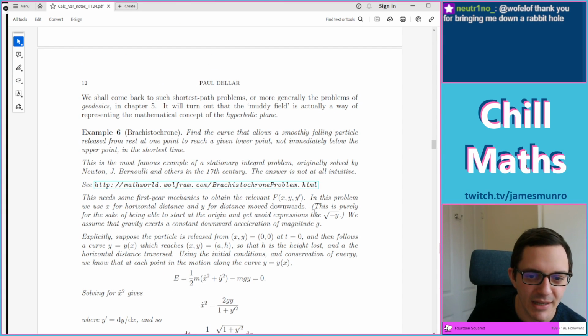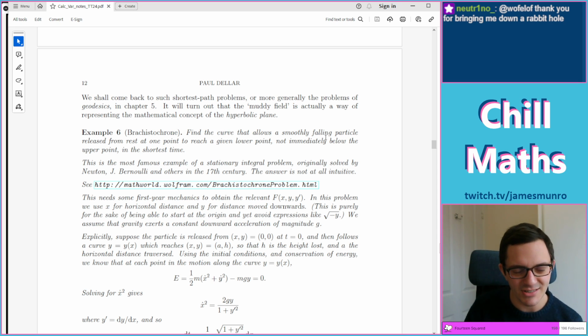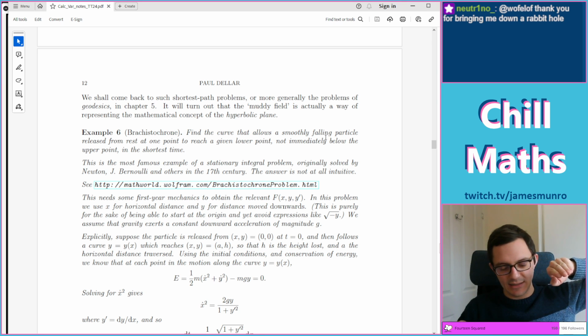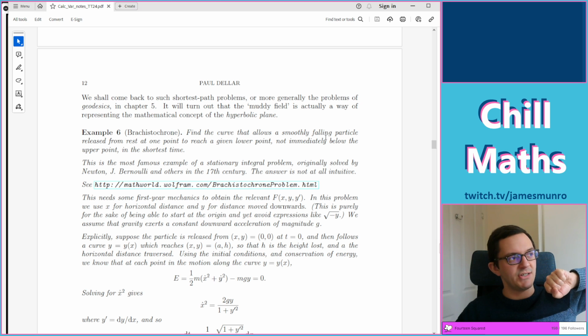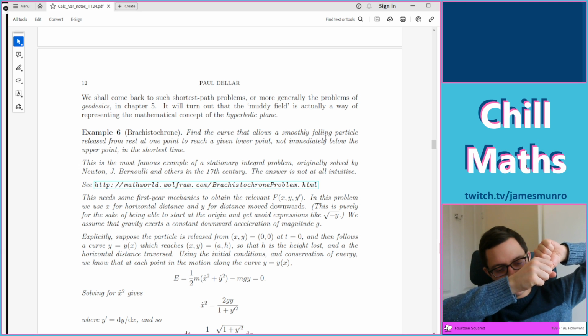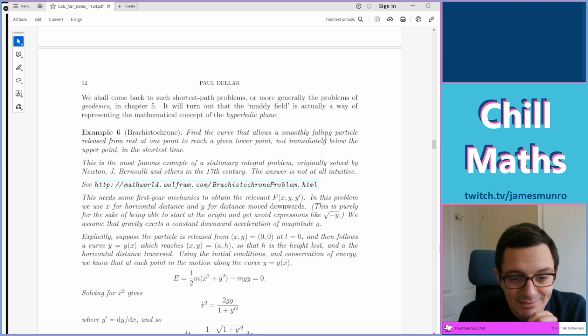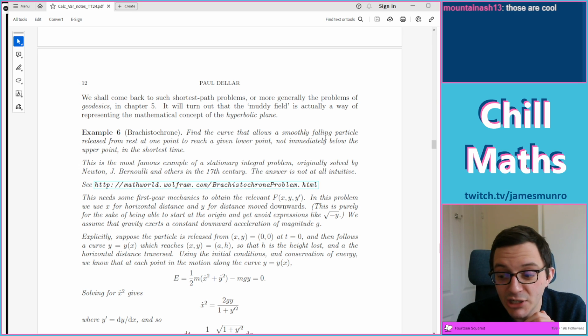So this problem is: find the curve that allows a smoothly falling particle, not rolling, but sliding down a hill, to reach a given lower point, not immediately below the upper point, in the shortest time. I think I've seen people build these. It's a thing you can watch on YouTube: you build a straight hill and slide something down it, and you do it as a race versus a kind of graph that goes down and maybe up again. If it's steeper, then the thing will move faster. Yeah, you can do best with some sort of cycloid shape.